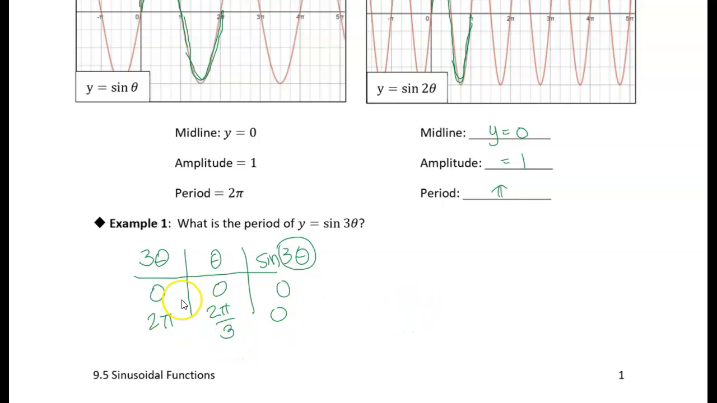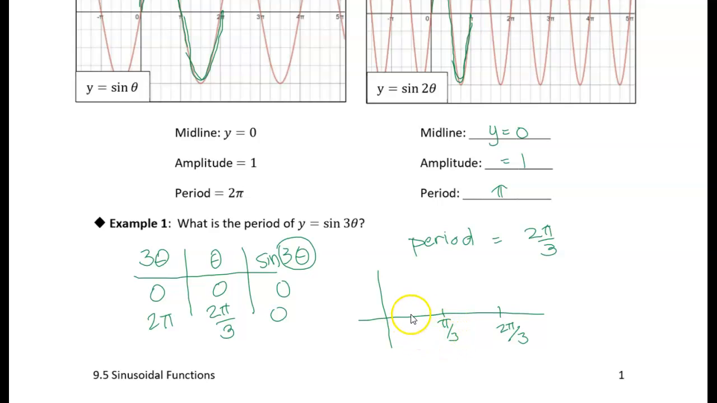So now, rather than cycling between 0 and 2 pi, one cycle is going to go from 0 to 2 pi over 3. So we have a period of 2 pi over 3. Okay, so 3 times the theta gives you a third of the period. Okay, and we could sketch that if you wanted to. It's going to go from, and again, the period is going to be 2 pi over 3. Okay, so then right in the middle is pi over 3, half of that.